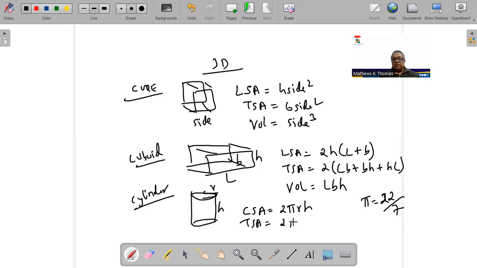Total surface area, we will use the formula 2 pi r (r plus h). This is when the cylinder is open, curved surface area 2 pi r h. If it is closed at both the ends, we will use 2 pi r (r plus h). And volume can be found by using pi r square h. So we have 3 formulas each for cube, cuboid, and cylinder.